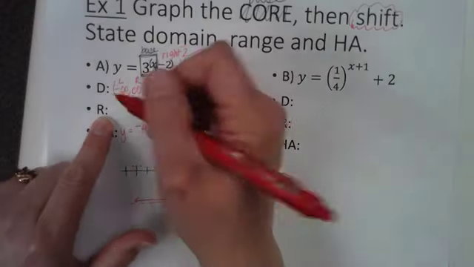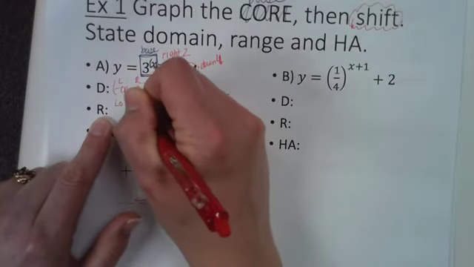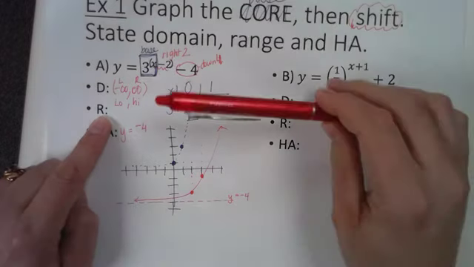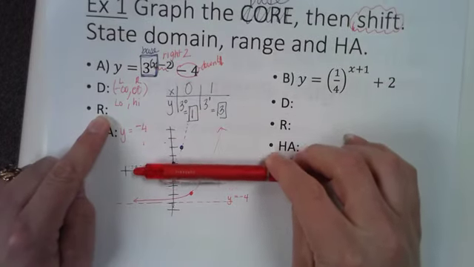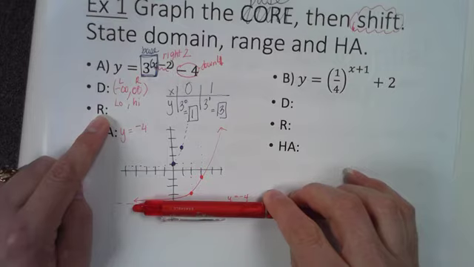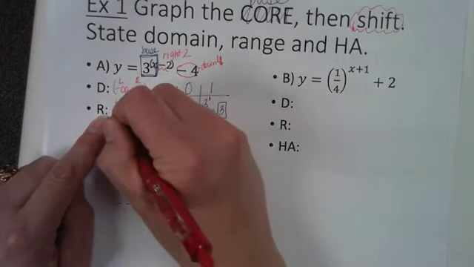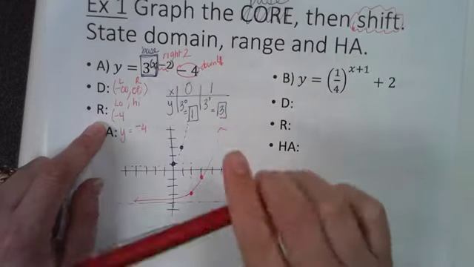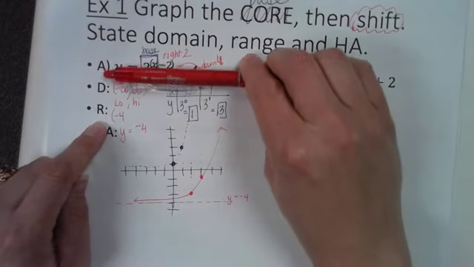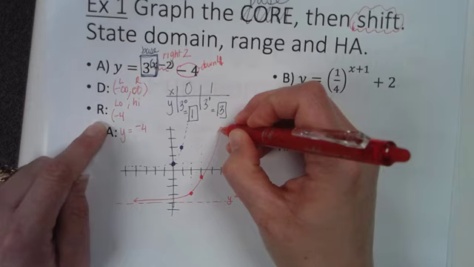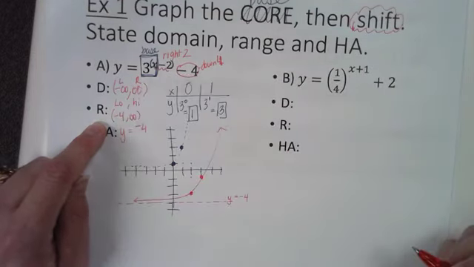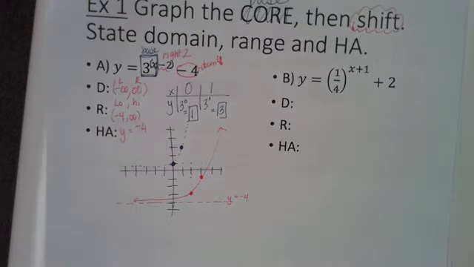Range talks about how low the graph goes and how high the graph goes. How low does it go? -4. Very good. So we use a parenthesis at -4. How high does it go? Yeah, this arrow goes up forever. So it goes to infinity. All right, that's the range.